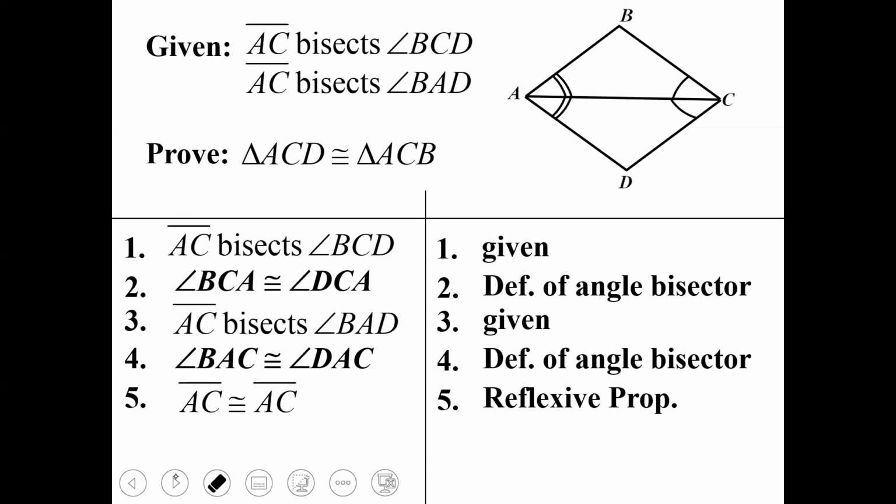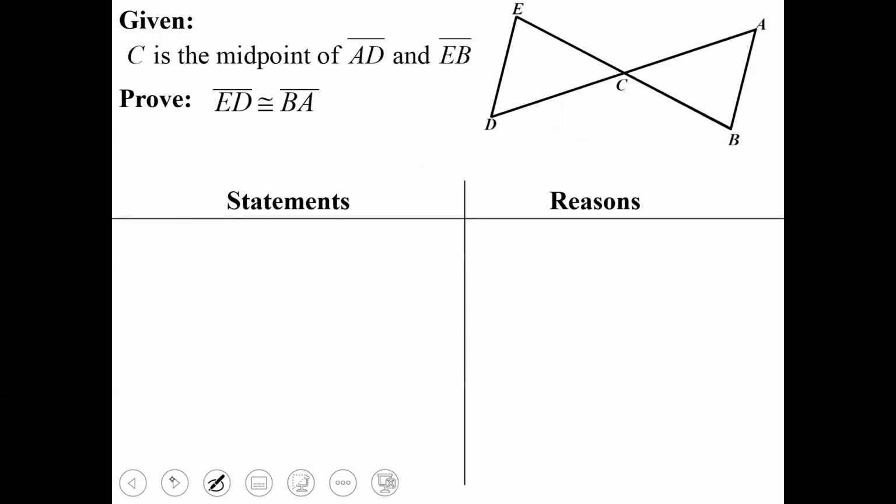Y'all, what's our very last statement? The triangle ACD is congruent to triangle ACB. Okay. By what? Good. Look. Angle, side, angle. Let me write it. Angle, side, angle, angle, side, angle, okay? That's it in a nutshell, okay? That's just reinforcing what we did yesterday. All right. Let's do another one, okay?